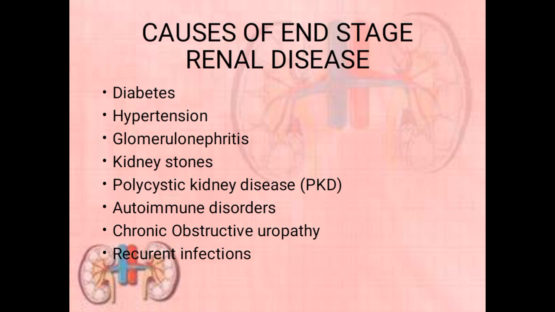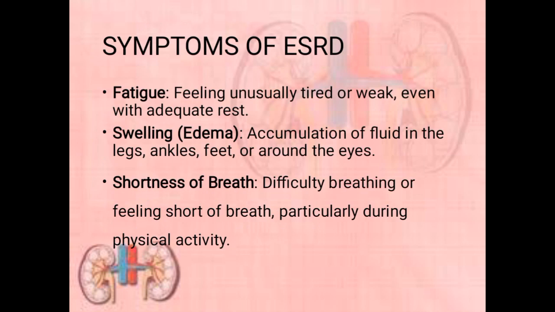We have kidney stones, polycystic kidney disease, and autoimmune disorders. Some autoimmune disorders such as lupus can also lead to end-stage renal disease. We have chronic obstructive uropathy. We can have an obstruction in the urogenital pathway, and this can result in end-stage renal disease too. And also we can have recurrent infections through your urogenital system towards the kidney. So all these can lead to end-stage renal disease in different ways.